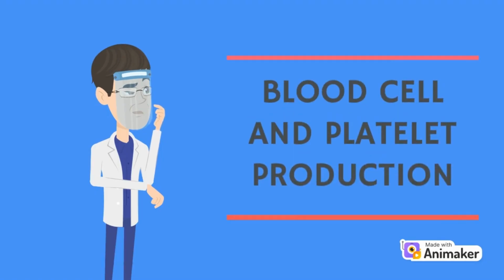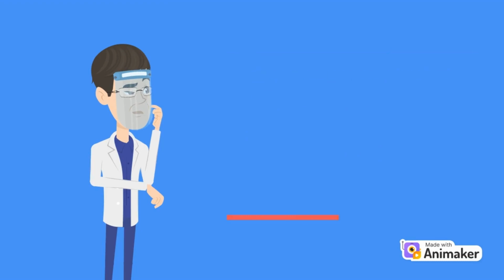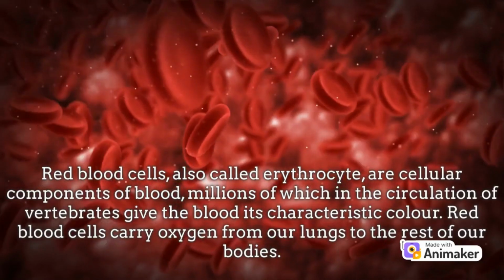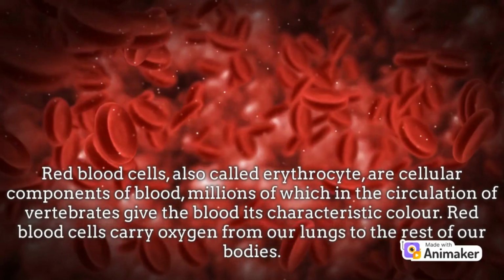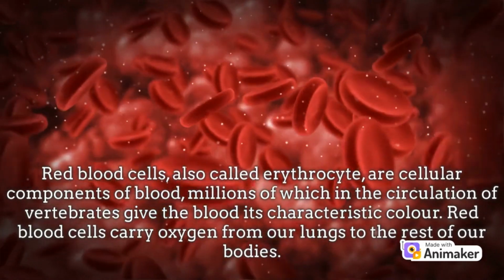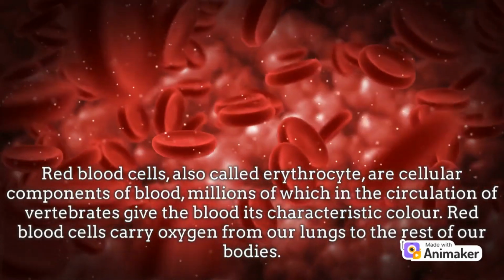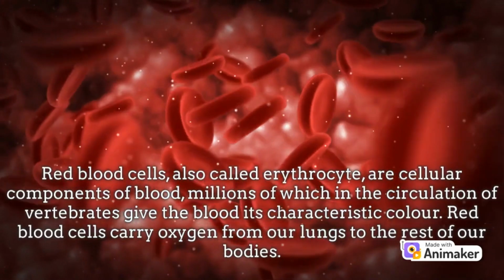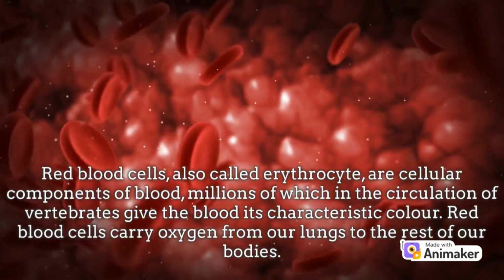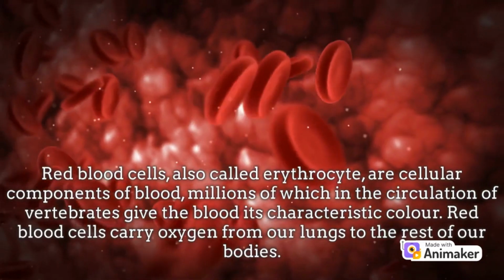Blood cell and platelet production. Red blood cells, also called erythrocytes, are cellular components of blood, millions of which in the circulation of vertebrates give the blood its characteristic color. Red blood cells carry oxygen from our lungs to the rest of our bodies.